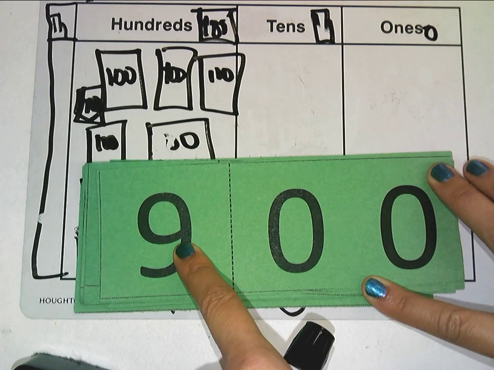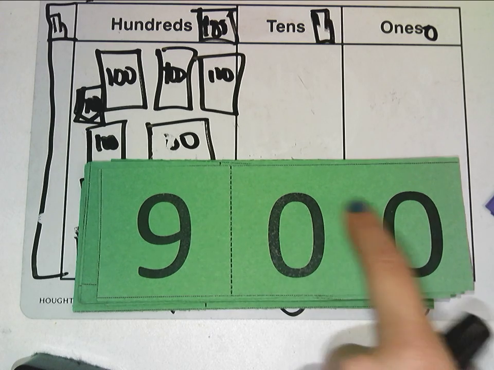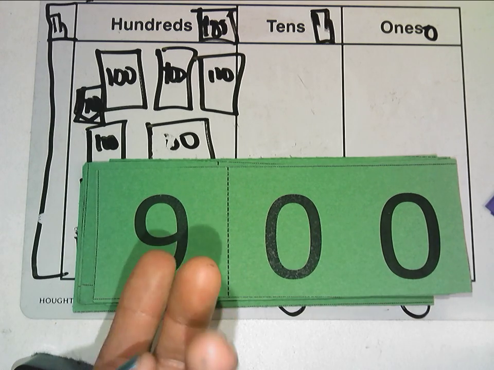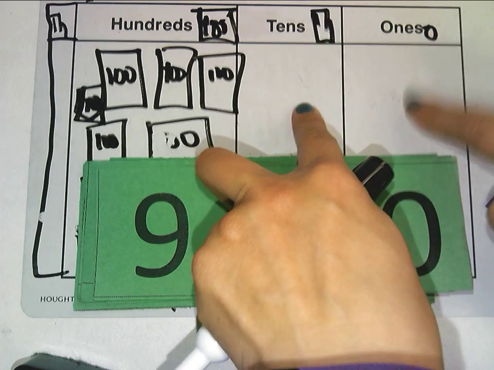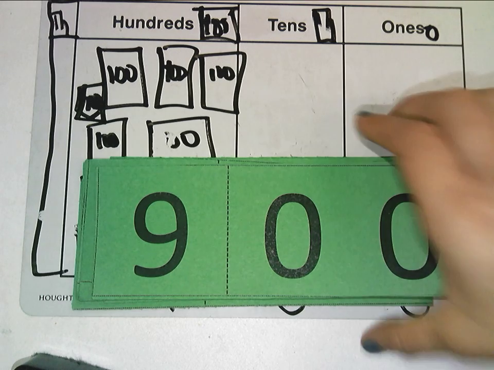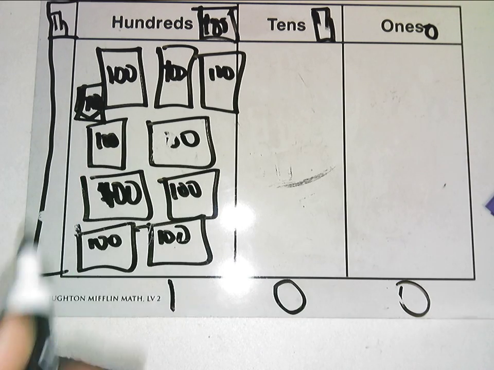Okay, so do you notice how the only digit that was changing was that number in the hundreds place? Okay, the 1 stayed the same and the 10 stayed the same because I didn't add anything to those places. You see, they're still blank. Okay, so now I added that last group of 100. What do you think I can do?